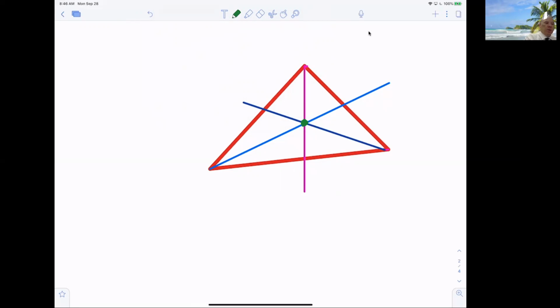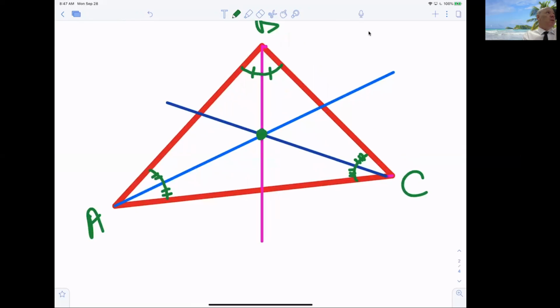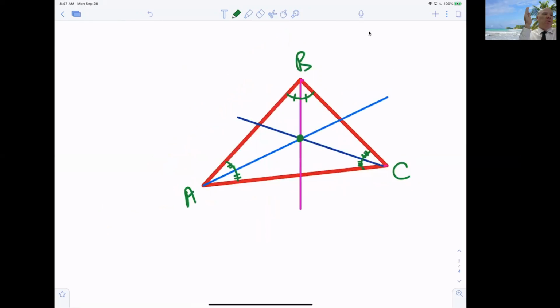Now why is it the incenter? Because look right here, guys. That's equal to that. That's equal to that. And then that's equal to that. All right, so now that green dot is equidistant. Like if I said this was A, B, C, this green dot, because it is on the pink angle bisector, is equidistant to what two sides? Wait a minute now. I said the green dot is on the pink one. I'm going to blow it up so you can see the color. It's equidistant from what? AB and BC.